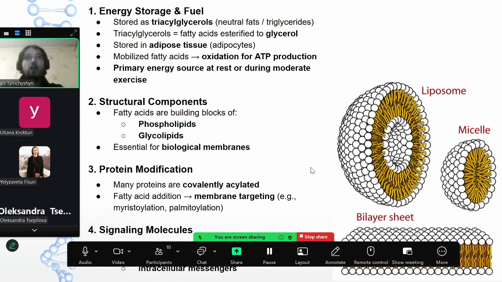And depending on our energy needs, we may mobilize these fatty acids, and we may oxidize them for ATP production. There are certain caveats regarding that. We can mobilize them and produce some ATP, and moreover, that's a primary energy source at rest or during moderate exercise. But there's an interesting caveat that I will show you a bit later. We cannot convert them back to glucose. We can get only to acetyl-CoA.